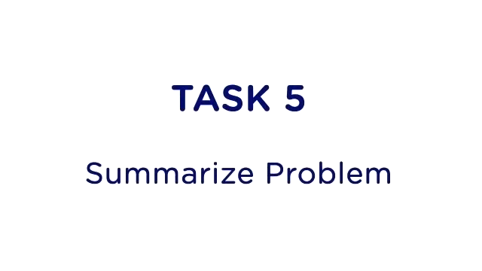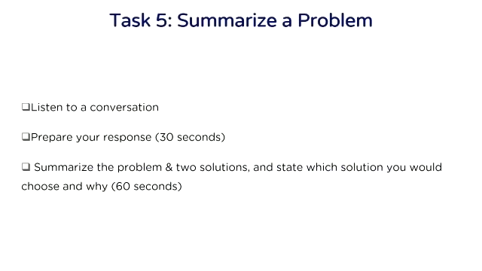Okay, task 5, summarize a problem. It's a very similar task. You're going to listen to a conversation. So this one doesn't require a reading. You're going to just listen to a conversation where the students are going to be discussing a problem and then 2 solutions. Your job is to summarize the problem and the 2 solutions given, and then state which solution you would choose to that problem and why.